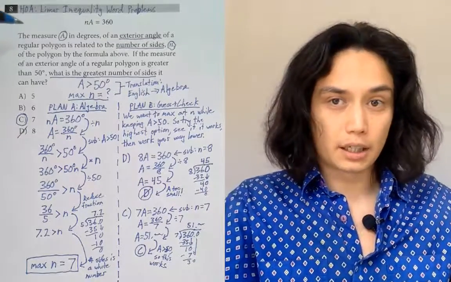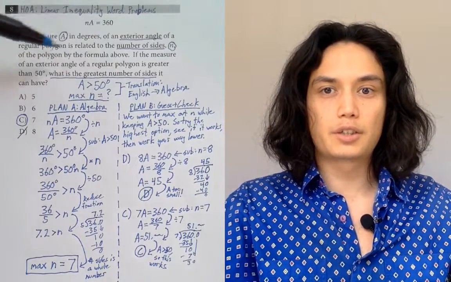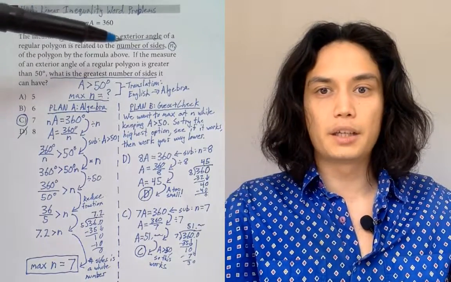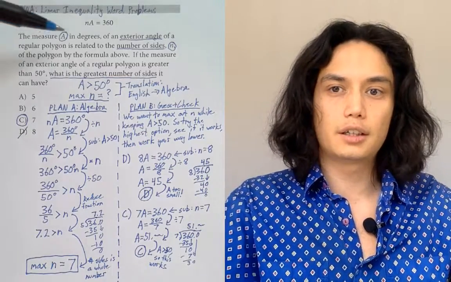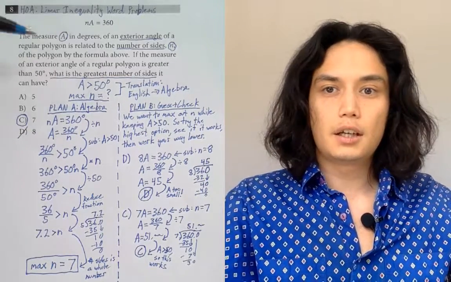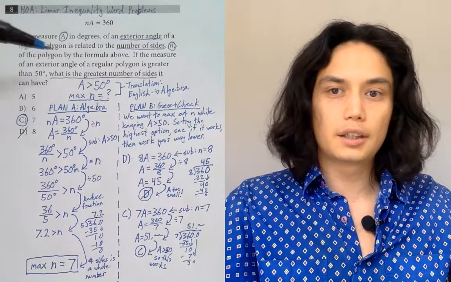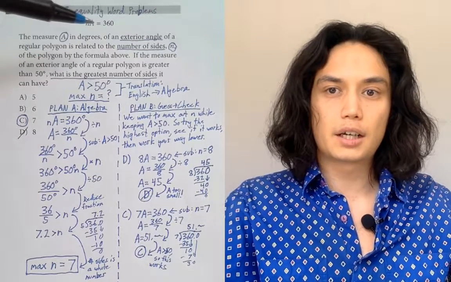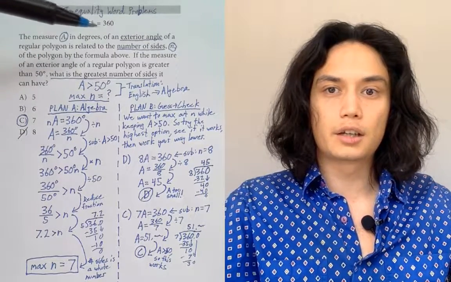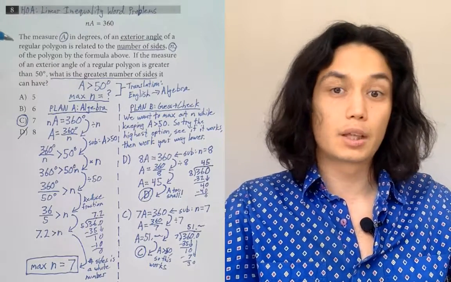But here, let's just break it down. What are they trying to say? Well, they're saying that A is the measure of an exterior angle. A is how big an exterior angle is. What is an exterior angle? I don't even care. A is what it is. And A is related to the number of sides that the polygon has. The number of sides is n by the formula above. Here's the number of sides times A, the exterior angle. That's going to be 360. The number of sides times A, it's 360.